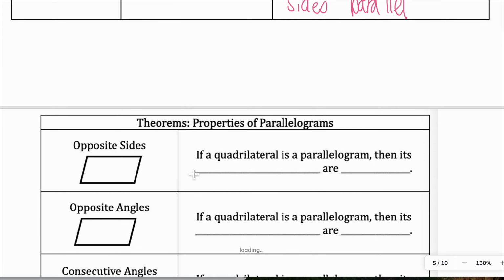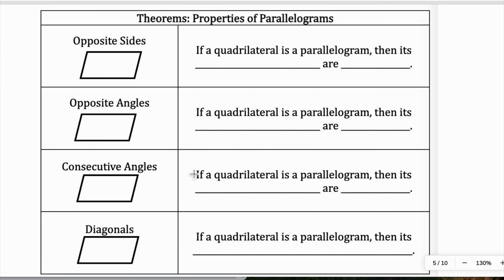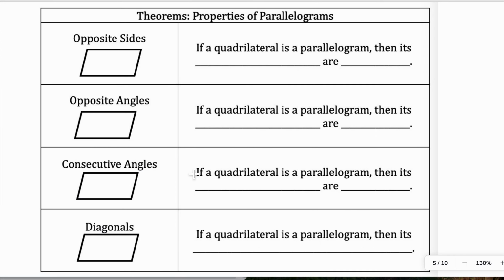So we're going to talk about different theorems and what those properties would do to make it a parallelogram. So opposite sides: if a quadrilateral is a parallelogram, then its opposite sides are congruent. So that means this side matches this side, and this opposite side matches that opposite side.